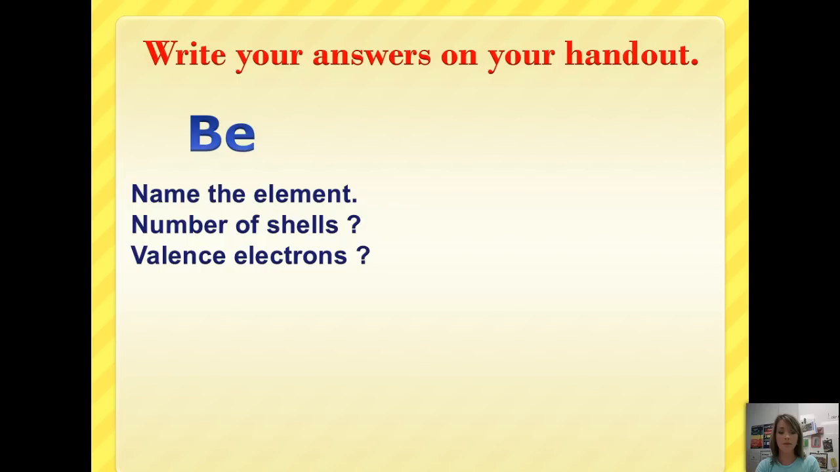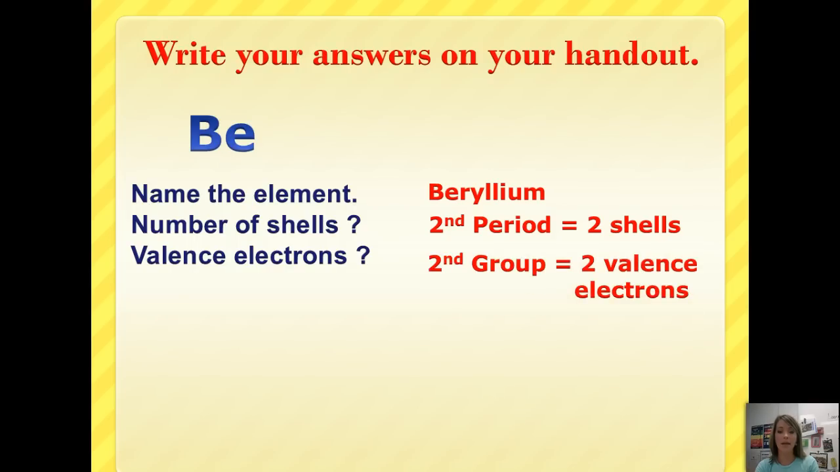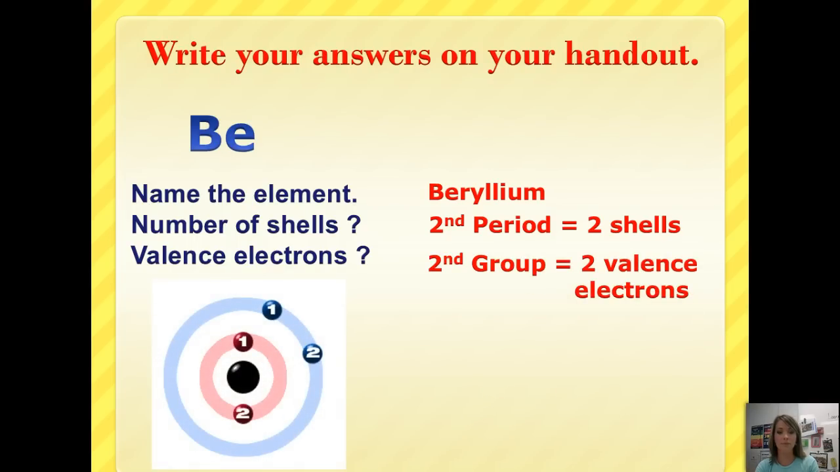Pause your video again. And you should have put that. Be stands for beryllium. Beryllium is found in the second period, the second row, so it has 2 shells. And it's in the second group, so it has 2 valence electrons.